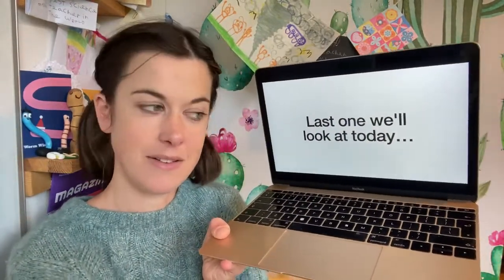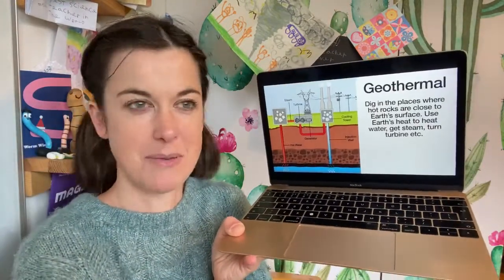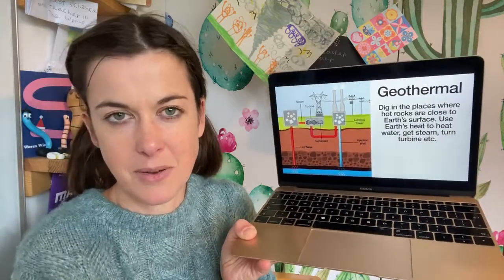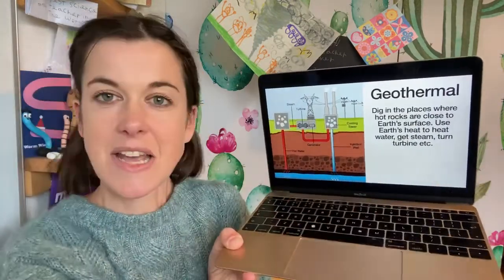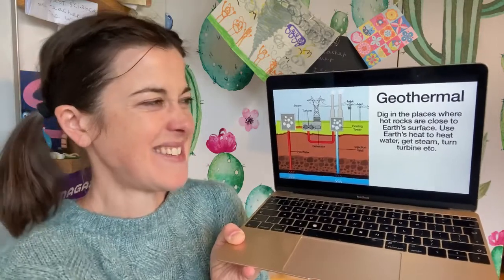So, last one. There is another one. Will this solve all our problems? Obviously not, or we'd all be doing it straight away. This is geothermal. That's probably my favourite one. It's just a cool idea.